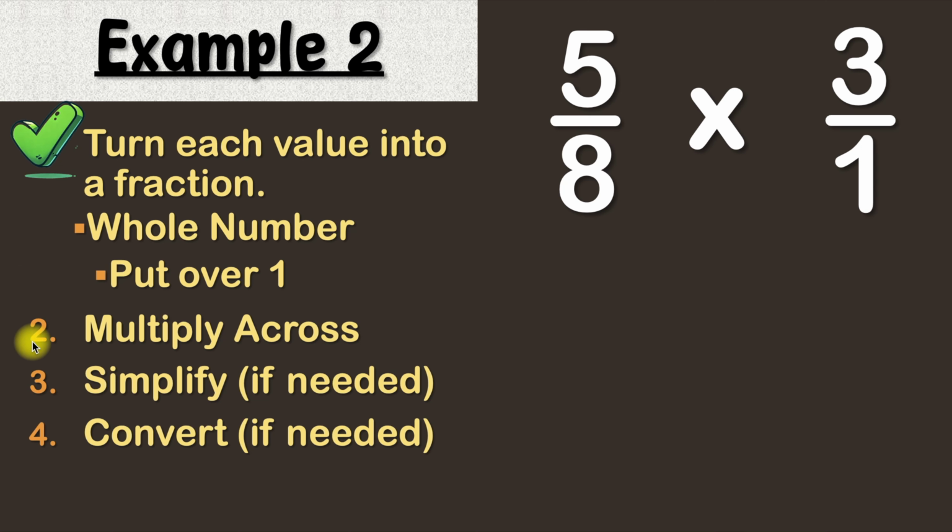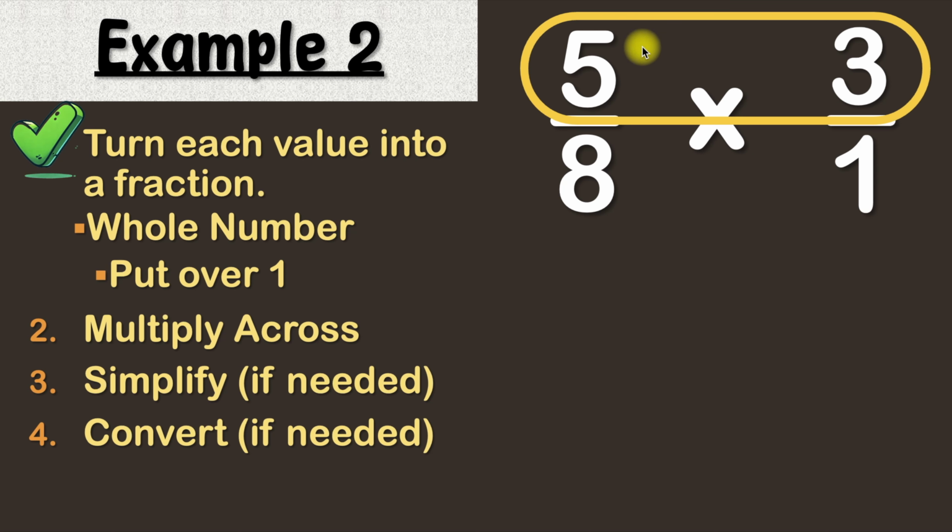Since we have two fractions, it means we're done with step 1. And we can go to the next step, which is to multiply across. So we'll start by multiplying the tops. And 5 times 3 equals 15.